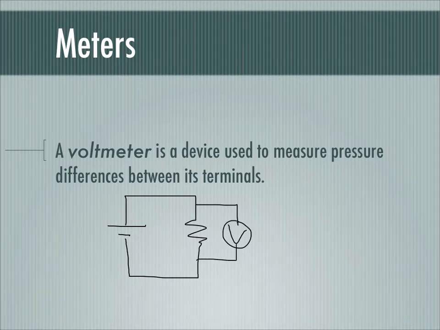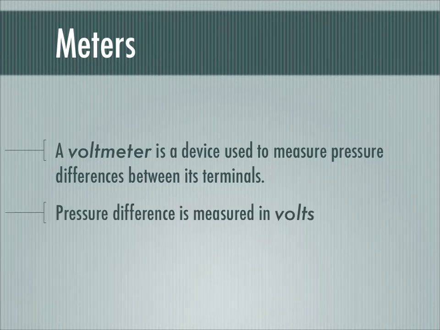And the reason that you did that is you want to measure the pressure difference between here and here. So you connect the meter here and here so that the meter can measure the pressure difference between these two places. Pressure difference is measured in volts, remembering that the official science name for pressure difference is electric potential difference.